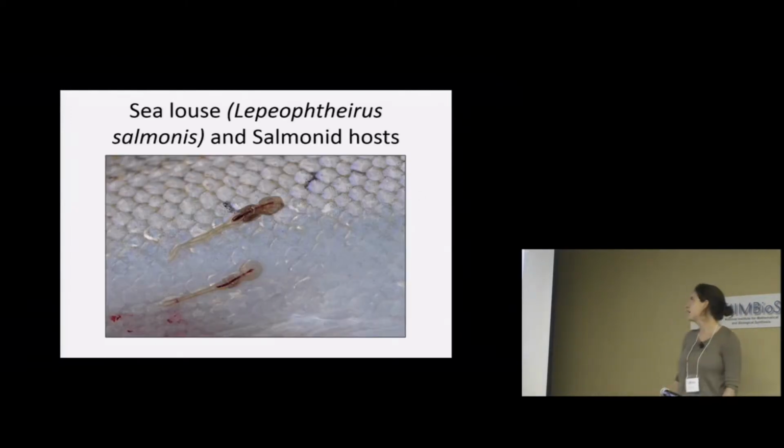So the system that we're working on is sea louse. They're parasites of salmon. They're crustacean copepods right here. These sea lice feed on the mucus of the salmon, and occasionally, as you see in these gravid females, they actually feed on the blood of the salmon. This can lead to secondary infections, and with high enough levels of infestation, this can cause mortality in salmon.